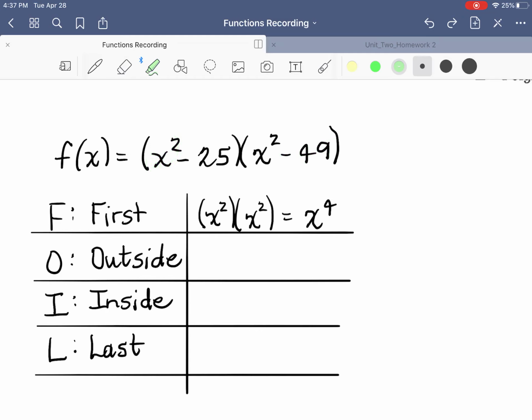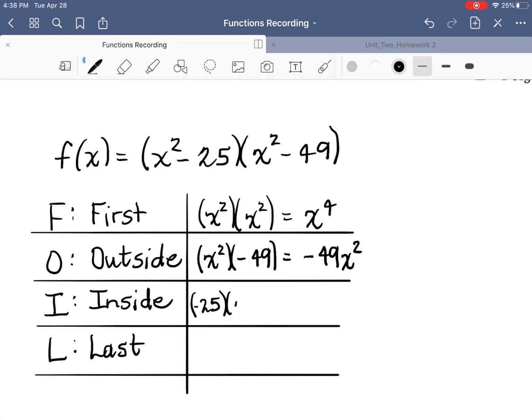And remember, this is where it's a little tricky. You're multiplying those, x squared and negative 49. So this will be a negative 49x squared. Then the inside terms. So you have a negative 25 and an x squared, the two inner terms of the binomials. So you have negative 25 times x to the second power is negative 25x squared.